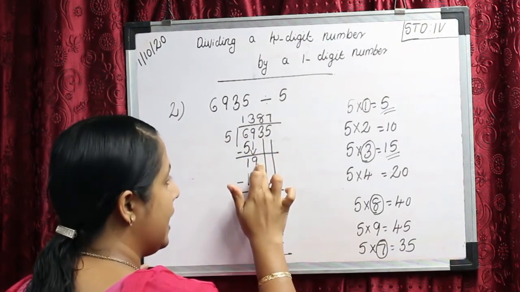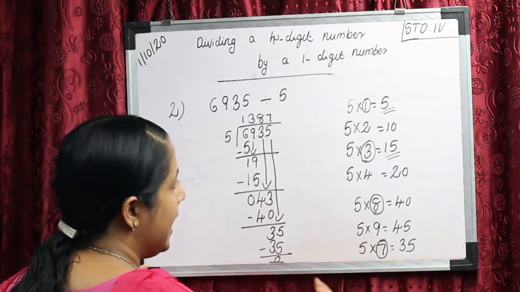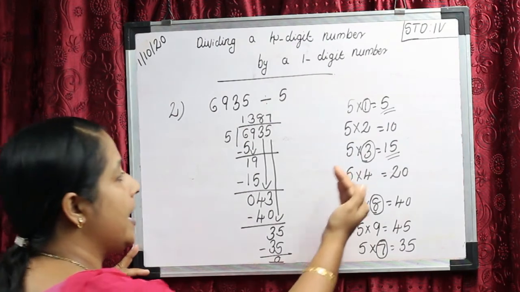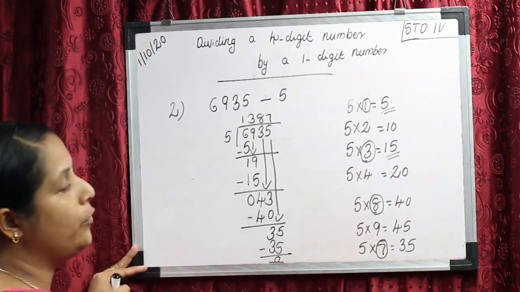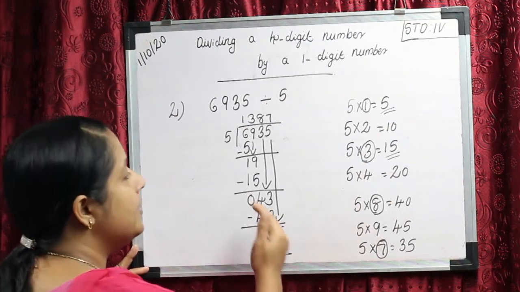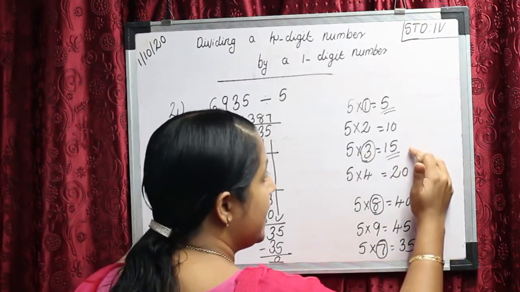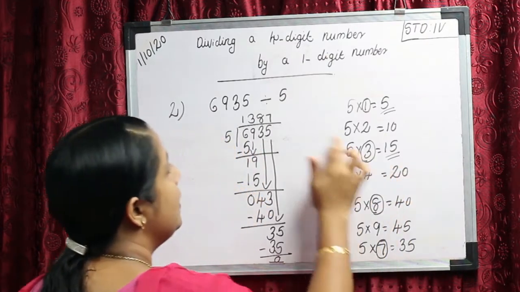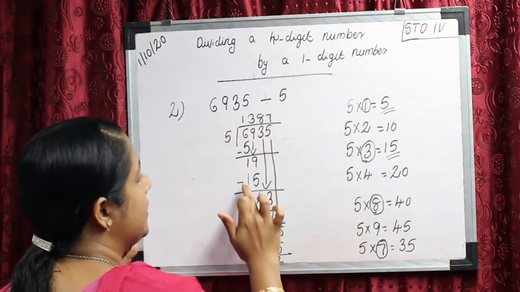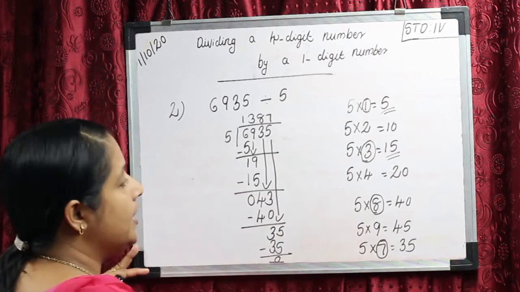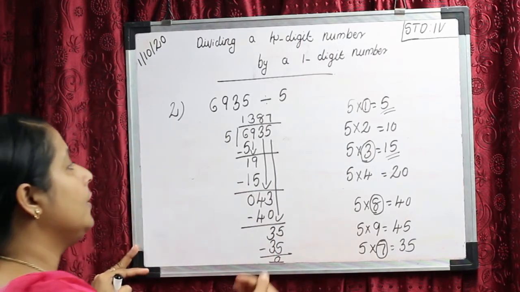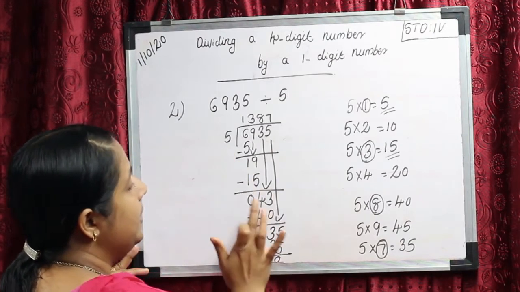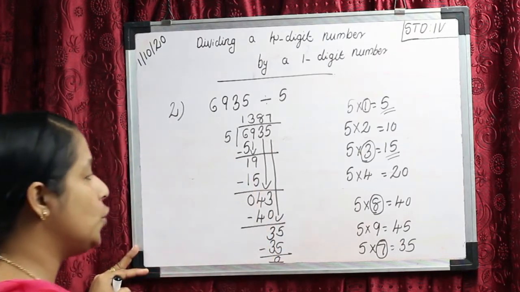Then the next number, 9. So 1 and 9 together make 19. In 5's table there is no value for 19. Again we write 5 3s are 15 and 5 4s are 20. Which number is less than 19? Yes, 15. In 5's table, how can we get 15? 3 times. So we write 3 here. 5 3s are 15. Then 19 minus 15 equals 4. Then taking the next number, 3: 43. Is 43 in 5's table? No, there is no 43.